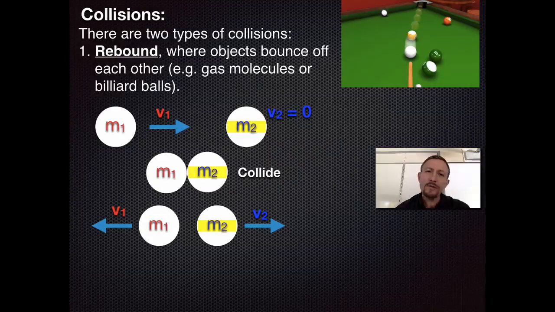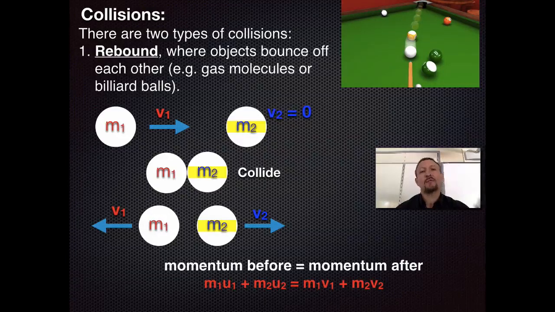Now, if we pull all this together, we get the idea that the momentum before must equal the momentum after. So you then get an equation that you can see down below in red, where we've got M1U1, which is the momentum before of M1, plus the momentum of the second one, M2U2, will also equal the momentum of M1 after, M1V1, and the momentum of M2, M2V2. And obviously the directions are going to be taken into account.